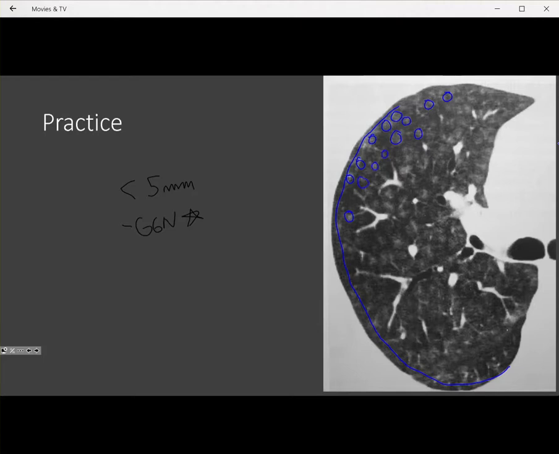This is what we would say is a centrilobular distribution of pulmonary nodules. So this is a centrilobular distribution of pulmonary nodules. This is an example of centrilobular disease.